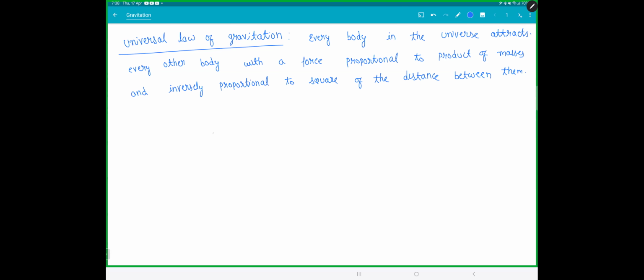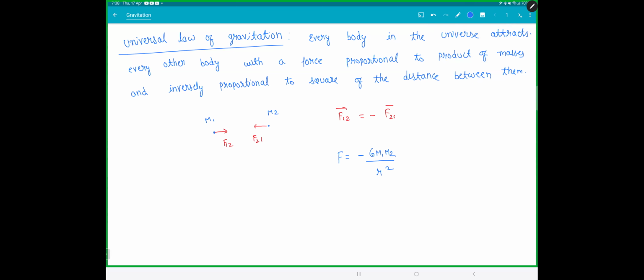Same thing. So if you have masses m1 and m2, they will attract each other. This is the force on 1 due to 2, and this is the force on 2 due to 1. F12 must be equal to minus F21. The forces are equal and opposite. The magnitude is given by F is equal to minus G m1 m2 by r square.